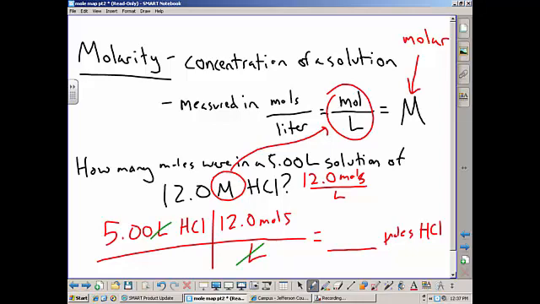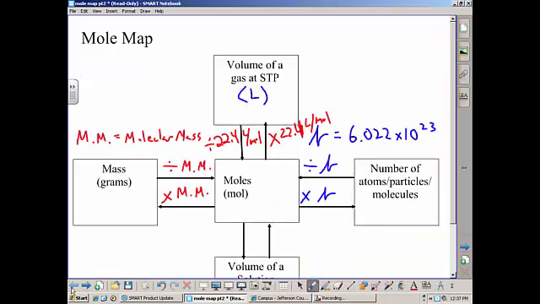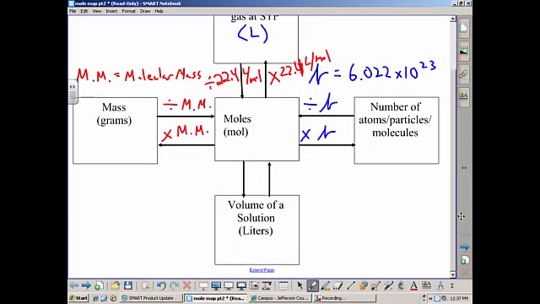Okay? So when we go back to the mole map, down here at the bottom, volume of a solution in liters, going to moles, what operation did I just do? Yeah, okay, I multiplied by my molarity. Capital M is molarity, which is moles per liter. So what operation am I going to do in the opposite direction? Divide by the molarity. Questions? Questions? Yes?